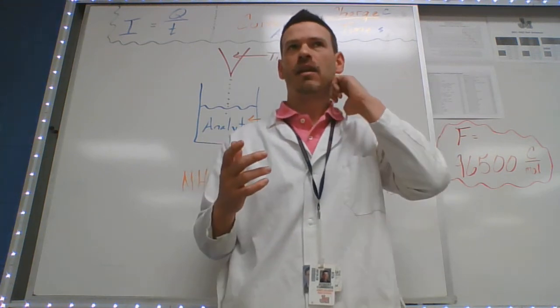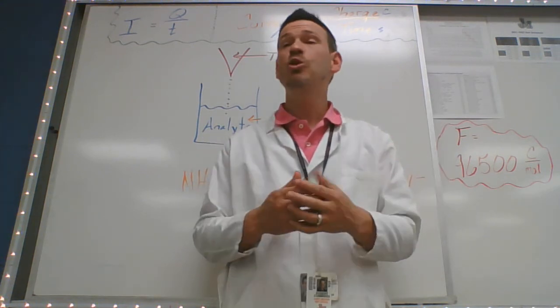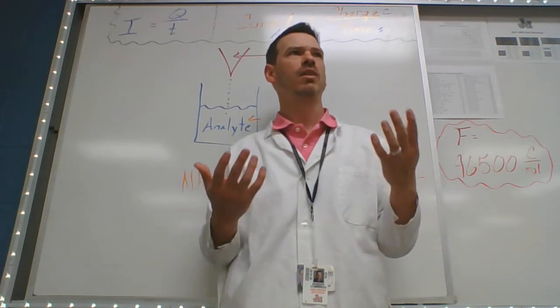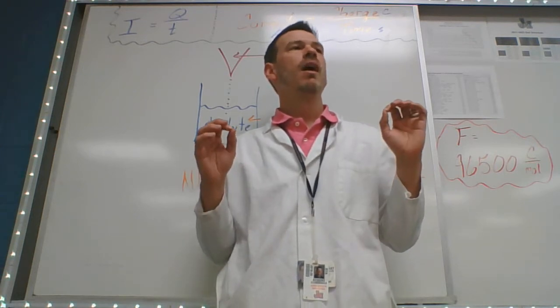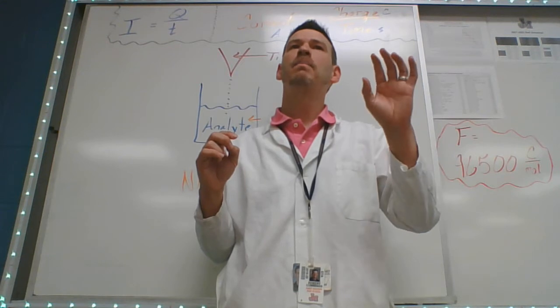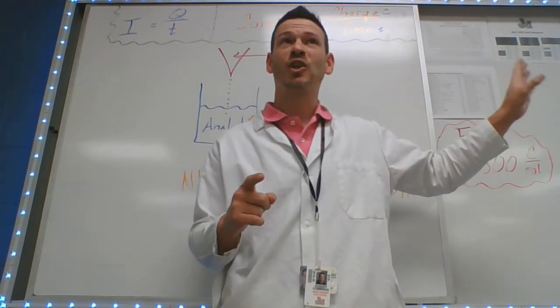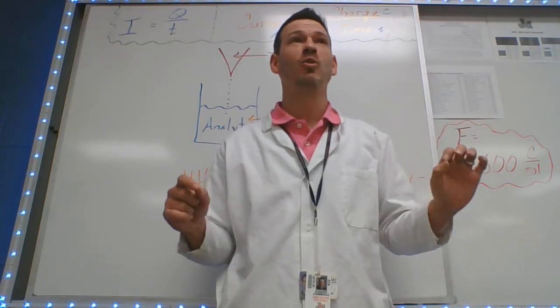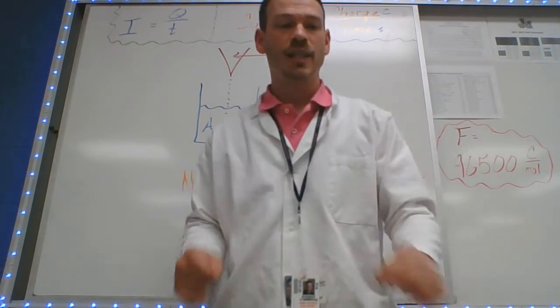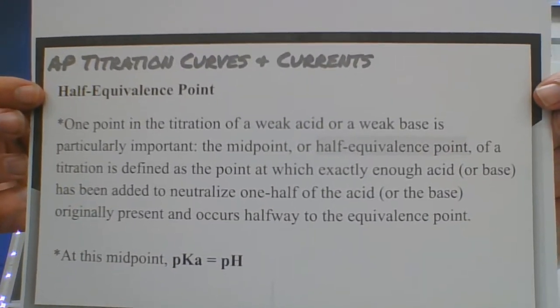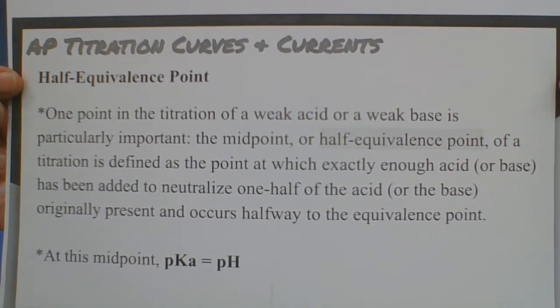We calculated pKa's usually using Henderson-Hasselbalch when it came to buffers. But you can find the pKa without doing math while looking at one of these curves. And this is their favorite question about these. It's on this next slide. It's the very bottom point, but it's called the half equivalence point.